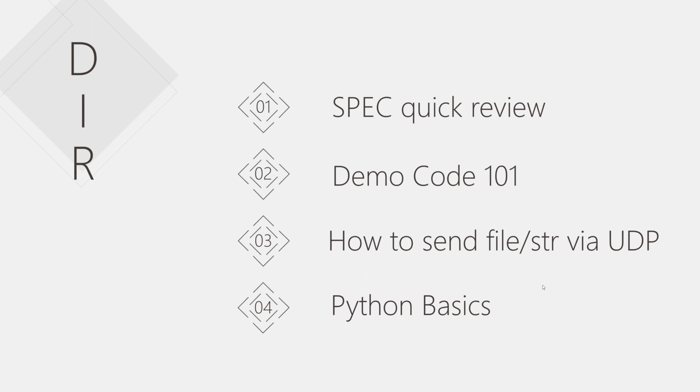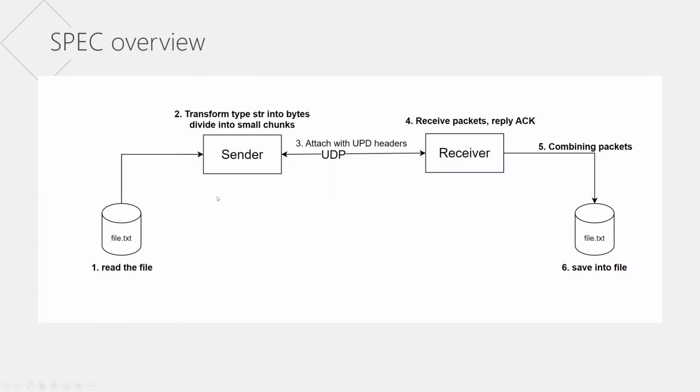So let's go to the specification at first. Here is a draft of how our sender and receiver should look. The idea is pretty simple, as you can see here. Firstly, we will have a file ready to be sent. It's a text file, and our sender will be able to read the file and then transform the string into bytes and put it into the UDP packet. Then we send several UDP packets depending on the size of the text file.